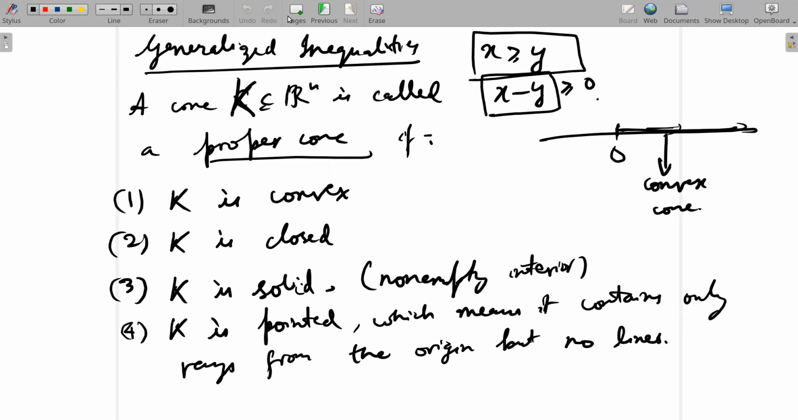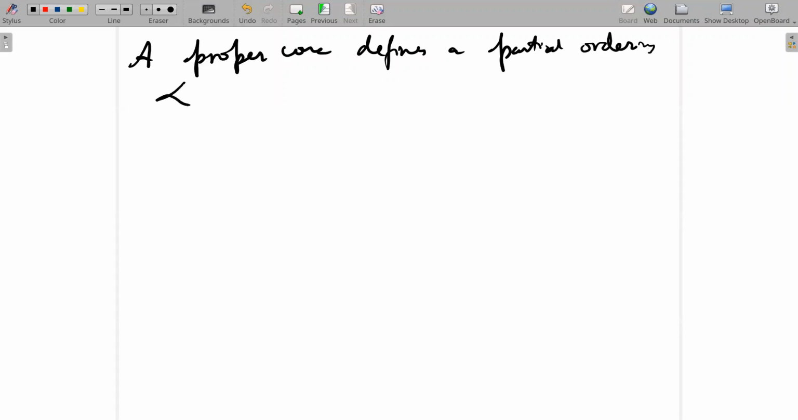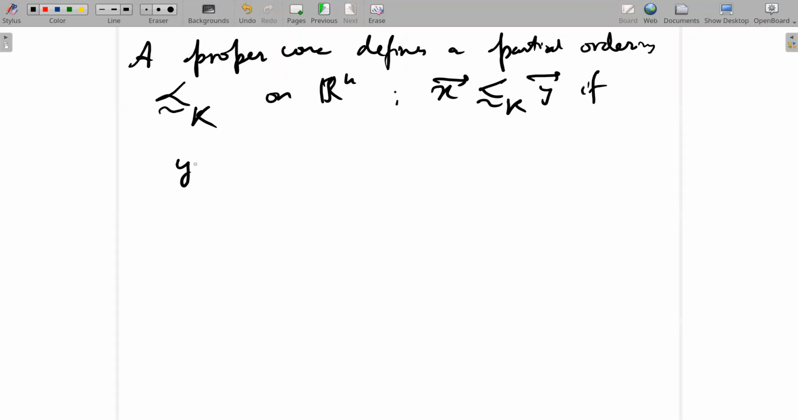And anytime you have a proper cone, there is actually a one-to-one correspondence between some partial orderings and proper cones. And how do you get an ordering? A proper cone defines a partial ordering, which we typically denote with a subscript K to denote that this cone is the one defining that partial ordering on R^n in the following manner. The vector x is less than or equal to y if y minus x belongs to K.